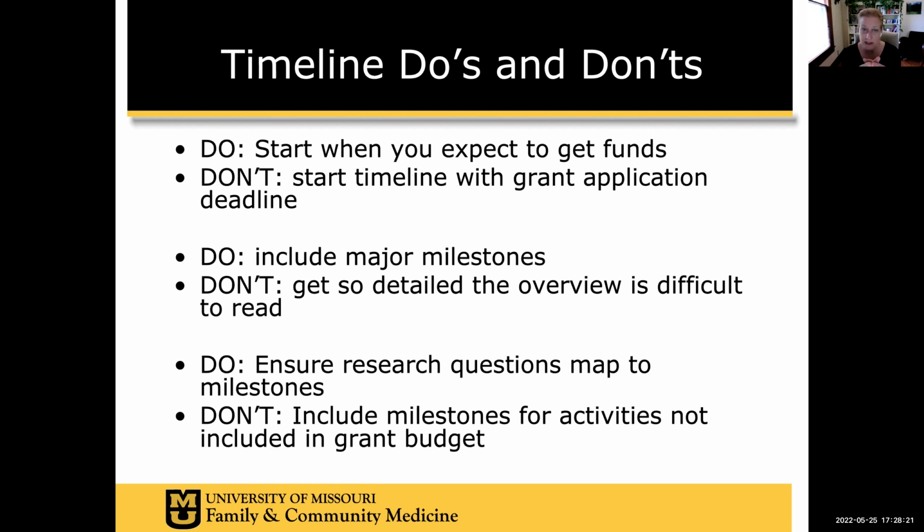One of the tricks to the timeline, make sure the research questions or your aims or your objectives map to the milestones. Okay, that's really critical. Don't include milestones for activities not included in the grant. When you write a grant, you're going to generate data. You might have master's students, PhD students, residents, medical students that are going to do all these little side projects. Don't put that in your timeline. Your timeline is for that protocol. You do hope that the data can be used for something bigger than that protocol, but that's not something to put in your timeline.